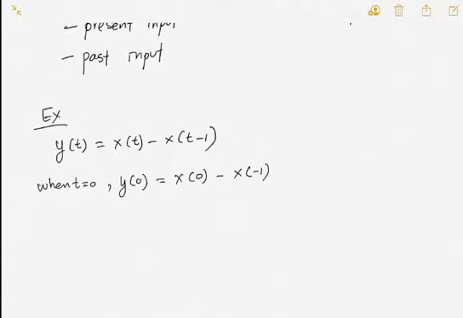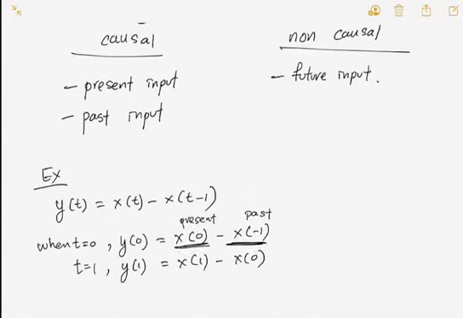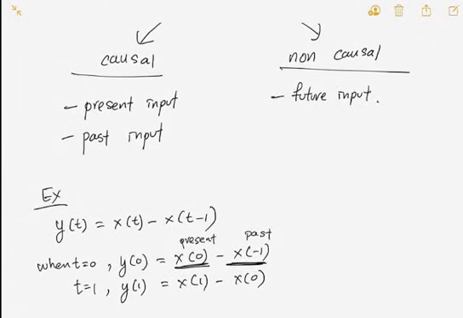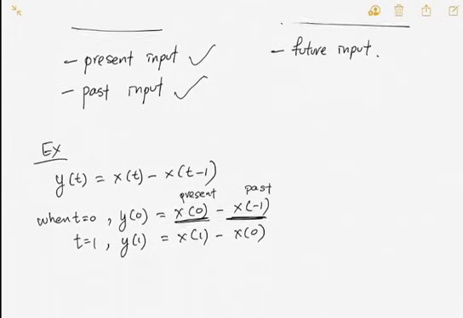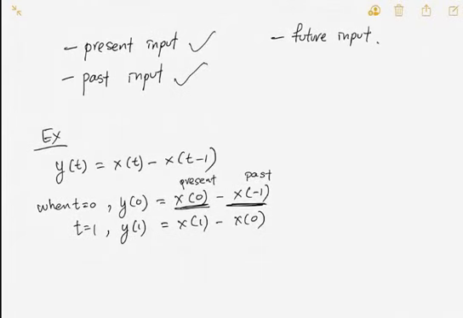Okay, and then when t equal to 1, I have y(1) equal to x(1) minus x(0). And then you check when t equal to 0, y(0) equal to x(0) minus x(negative 1). So this is the input. This input is the present, and this is the past. So exactly fulfilling a causal system, which depends on present and past input. So this equation is a causal system.